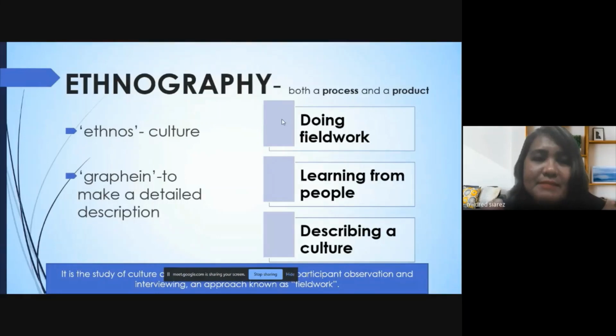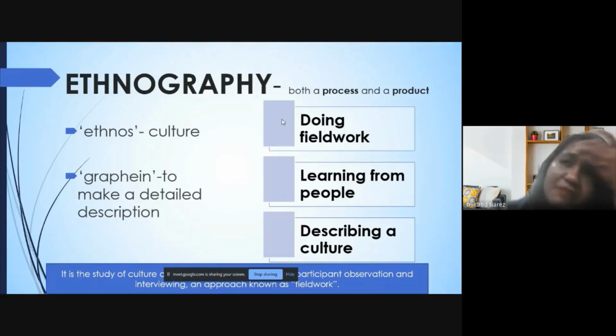It's a process because you really have to do field work. If possible, you live with the people you are studying, and you learn from them. You don't just research about them, but really learn from them their day-to-day interaction, their words, their languages, everything about them. Then you describe their culture. By describing their culture, you have created a product already. So it is the study of the culture, and you can do that by participant observation.